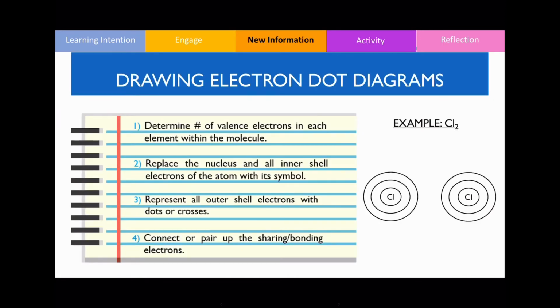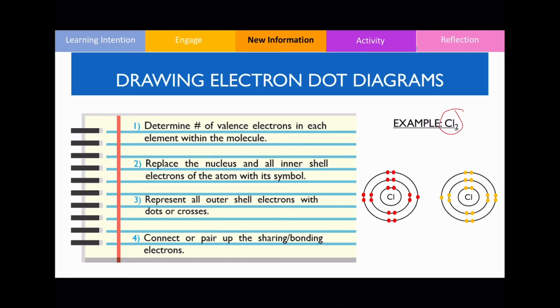What I'm going to show you now is how to actually use the Lewis dot diagram to draw simple molecules. So in this simple molecule, we're going to learn how to draw chlorine, okay? So the first step reads, determine the number of valence electrons in each element. We know that chlorine is found in group 7, so therefore it's going to have 7 valence electrons.